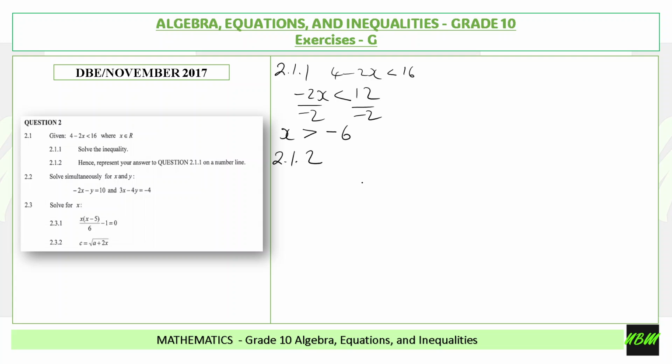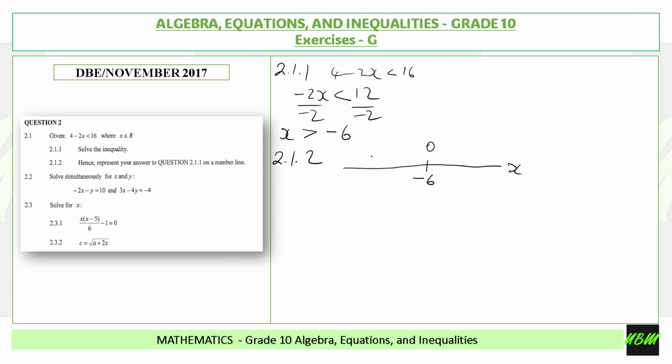2.1.2, they say hence represent your answer to question 2.1.1 on a number line. So we'll have our number line x, and then what is our solution? X greater than negative 6. So on our number line we'll have negative 6. Now the solution says x is greater than negative 6. Then negative 6, open circle at the top.